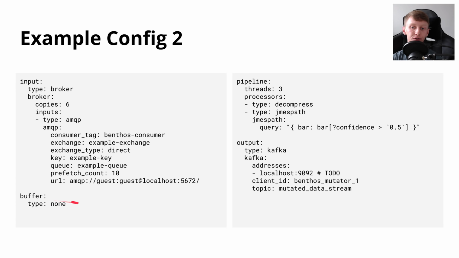We've removed our buffer, so we say buffer type none. We could just delete that section entirely because it's none by default. And then the pipeline and output sections stay the same.